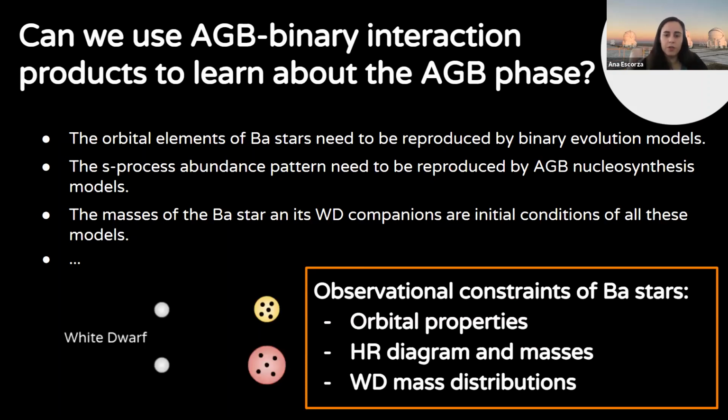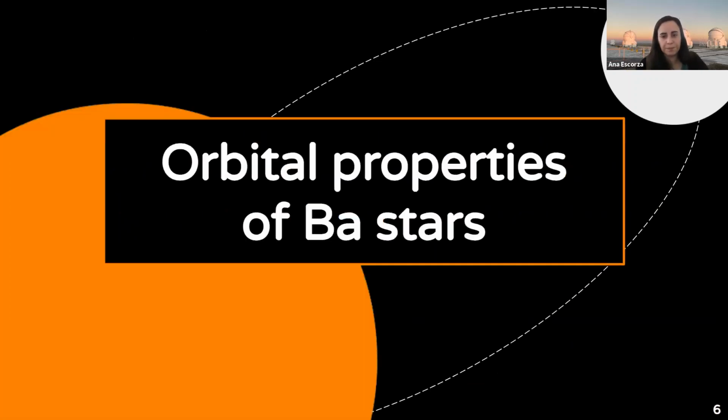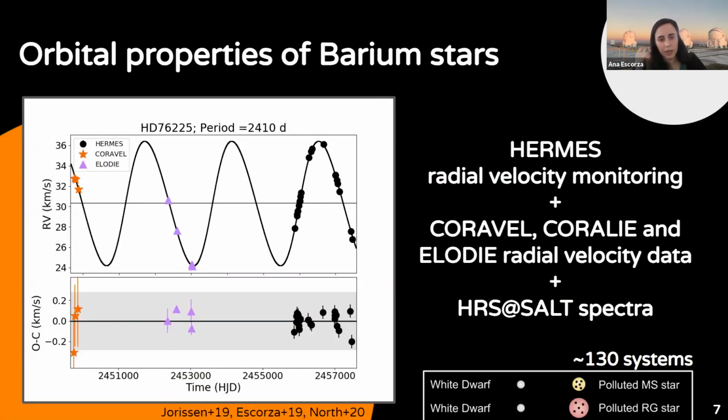And I'm going to focus on the orbital properties of Barium stars, the HR diagram and their masses, and the wider masses that we are working on. So to start with the orbits, I'll show you a radial velocity curve of one of the objects that we've been studying. In order to model the radial velocity curve of one of these Barium stars, you need a huge observational effort because they are wide.